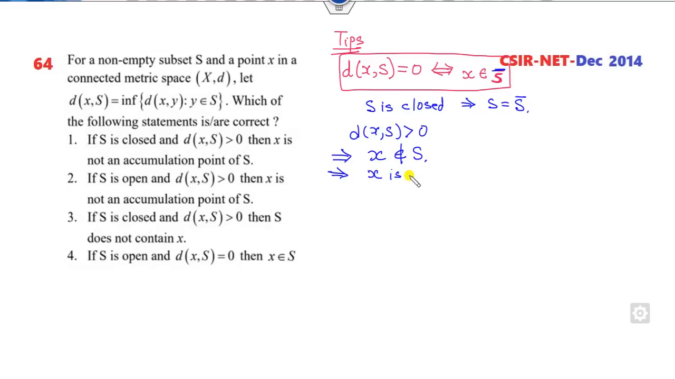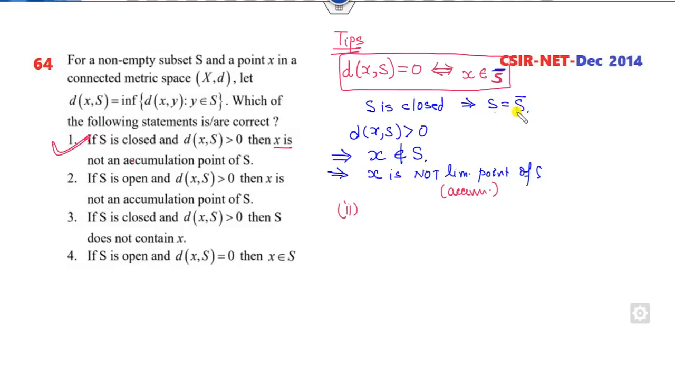What is the meaning of that? x is not a limit point of S. Limit point is also called the accumulation point. So x is not a limit point. x is not a limit point. That's the correct statement.